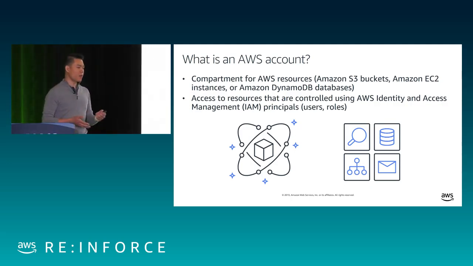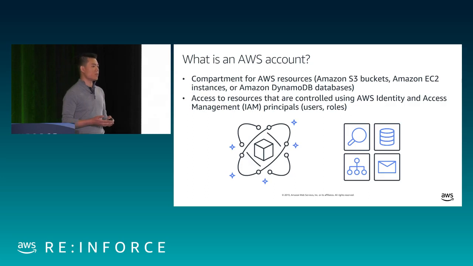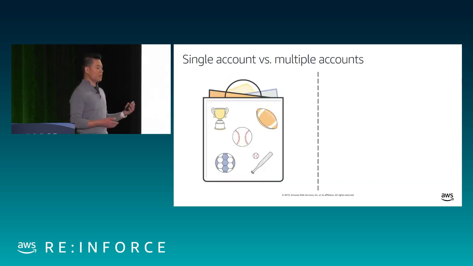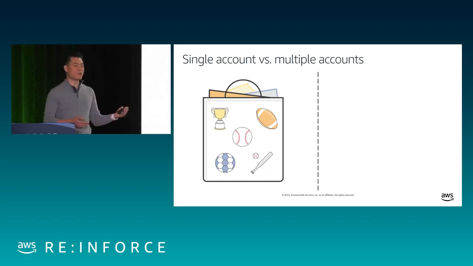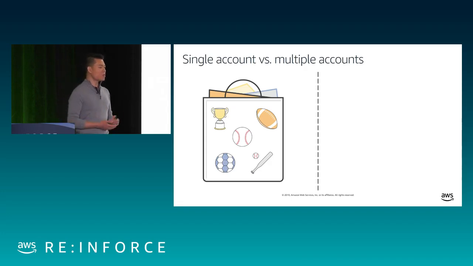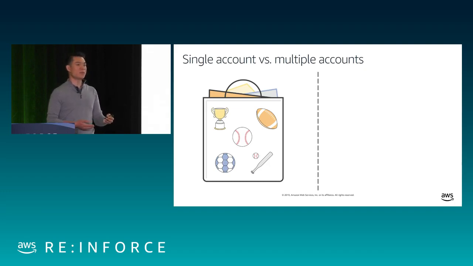And so how I describe using a single account environment versus multiple account environments is this. Say, for example, on the left side, I've got a container with sporting equipment in it. I've got my trophies, my football equipment, baseball equipment, and soccer. If I'm trying to look for all of my trophies, it's going to be really hard to find and retrieve them because I have to dig through all of the other sporting equipment that I have.